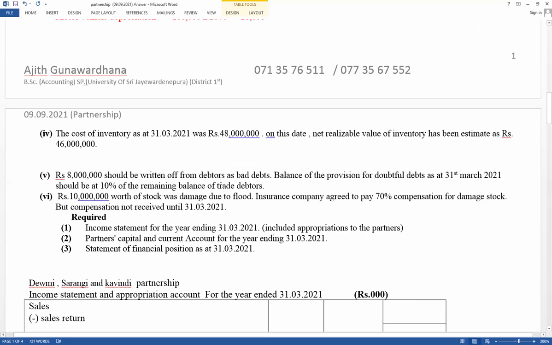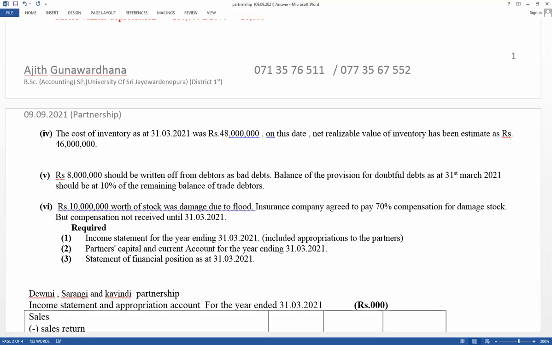Next one, 5, relevant for bad debts and doubtful debts adjustment. Think bad debts and doubtful debts. You have to recognize under provision or provision also. Think how to disclose debtors on the financial position. There are 4 marks available.